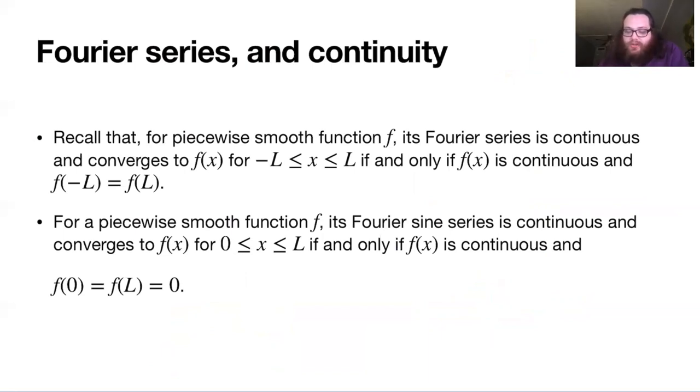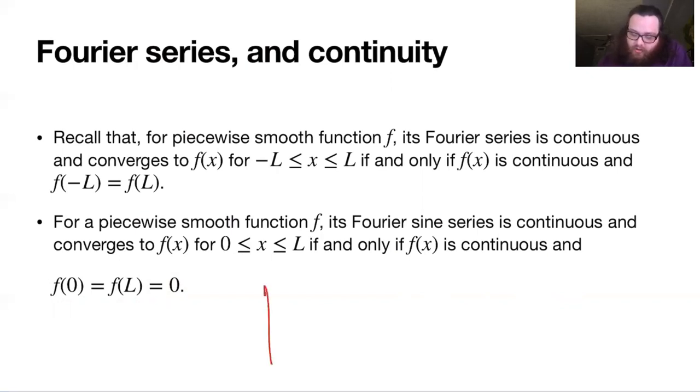Okay. And so the question is, if you take a Fourier sine series, what happens there? So the claim is that if your function f is piecewise smooth, then its Fourier sine series will be continuous and it will converge to f in the interval you care about if and only if your function is continuous and the value of the function at 0 and L, right where it's initially defined, these are both 0. So it's not enough to say that you just need the values to be equal. You need them to be equal to 0. But if that's the case, then your Fourier series will be continuous and it will converge to the function everywhere.